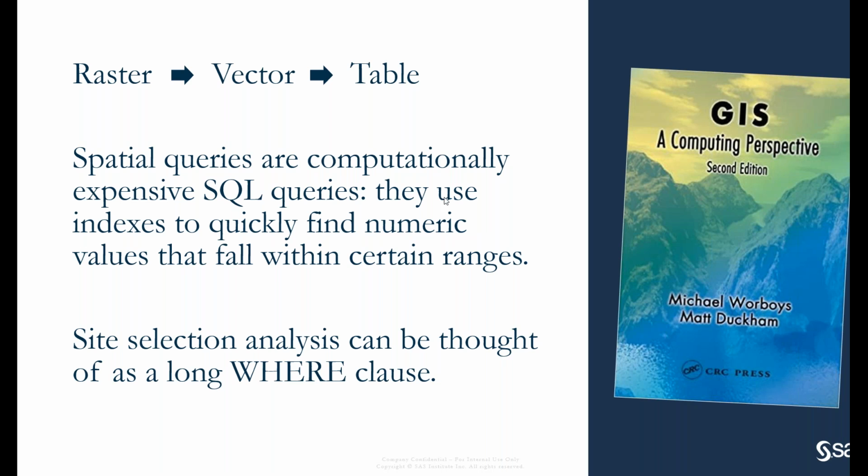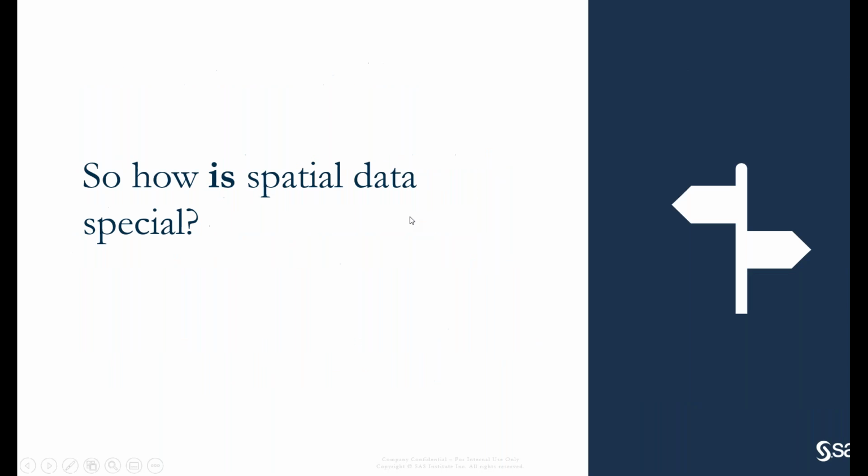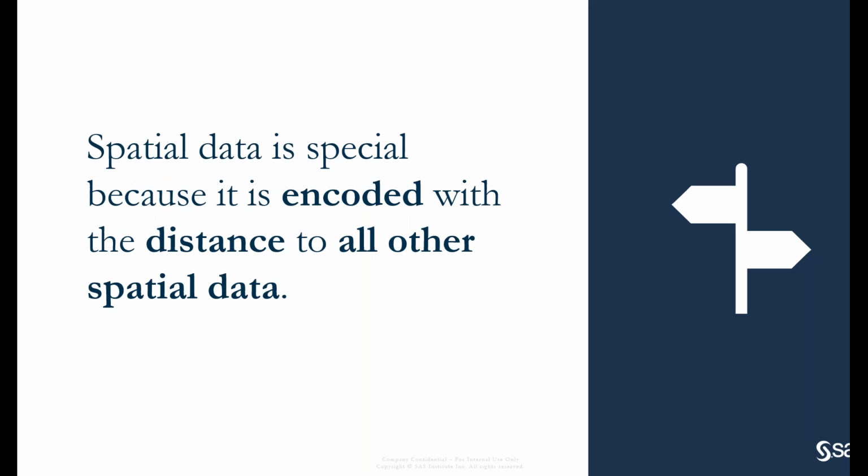However, I suppose I should recant. If you want to ask, how is spatial data special? I think spatial data is special, I swear I'll stop saying that in a minute, because it's encoded with the distance to all other spatial data. I was thinking about this, and I think it actually is kind of special in a way that we don't realize. Every piece of spatial data is inherently related to every other piece of data that has space to it, whether you know it or not, right?